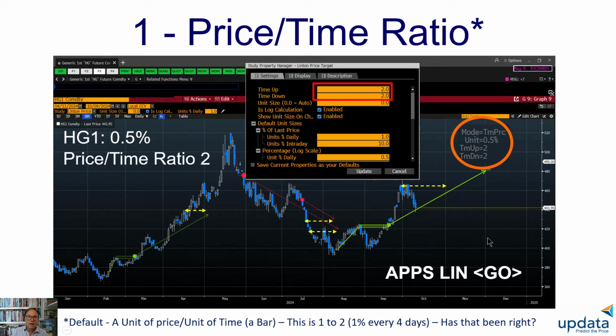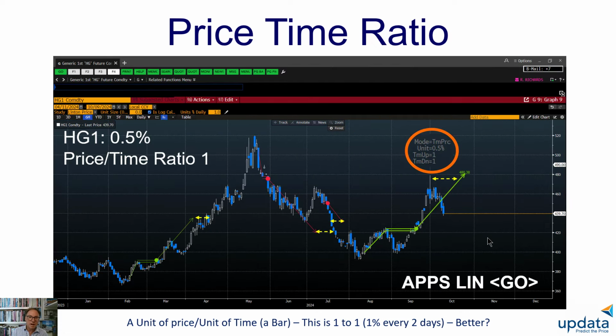So what we can do now is if we look now to change it to 1. So now we're saying instead of it being a unit every 2 days, we're now going to say it's a unit every day.